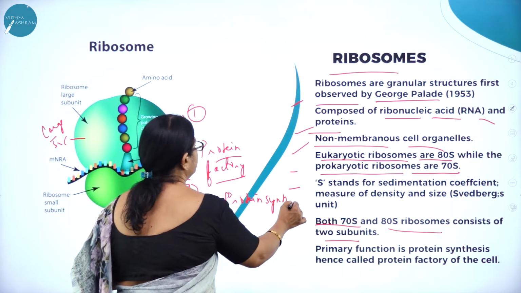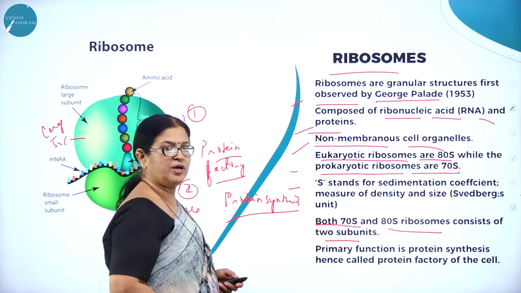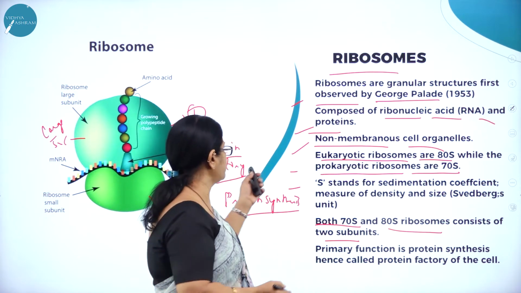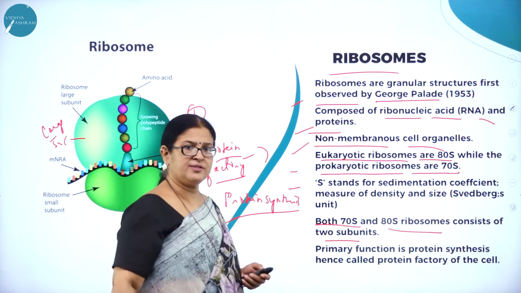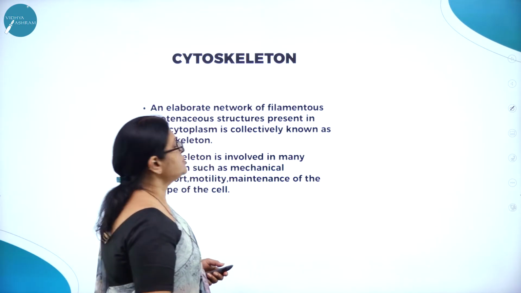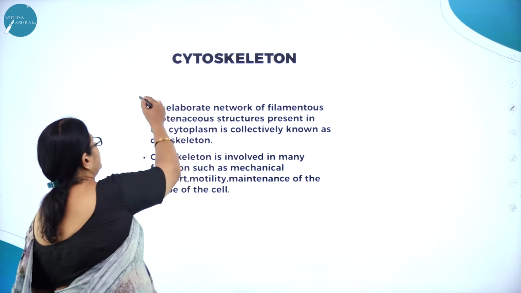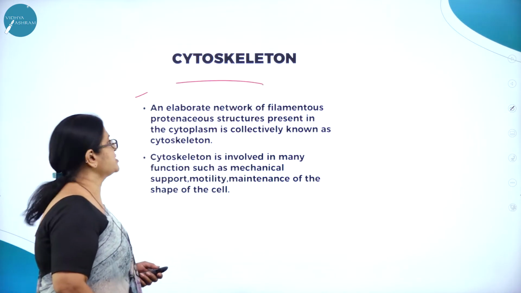Protein synthesis. It's mainly involved in protein synthesis. Hence, it is called as what? Protein factory of the cell. So, moving on to the next very important cell organelle called cytoskeleton.